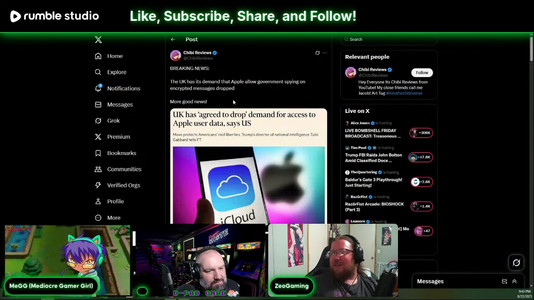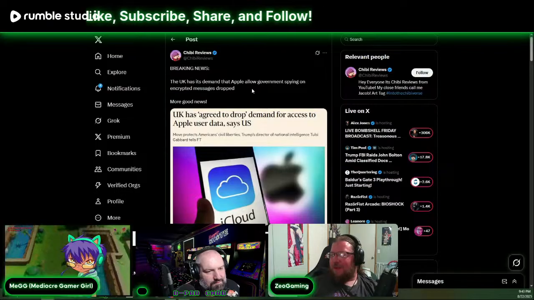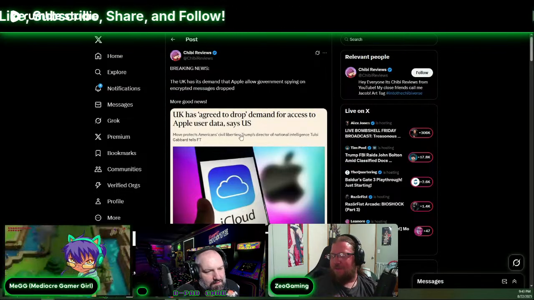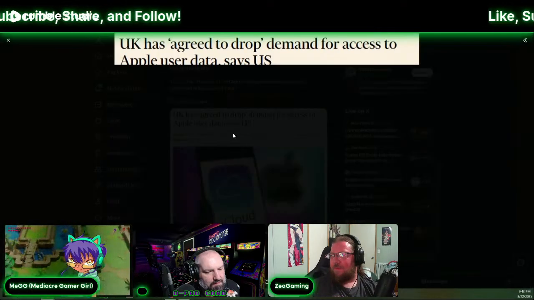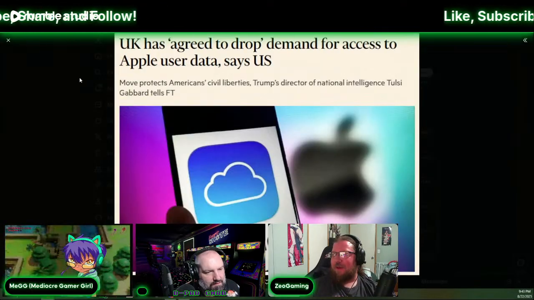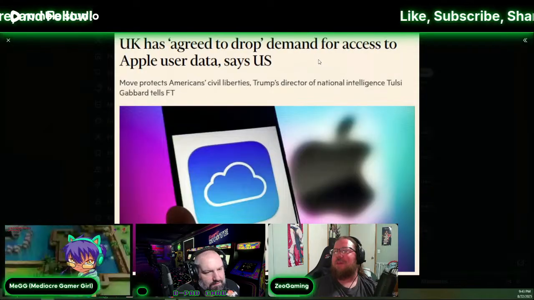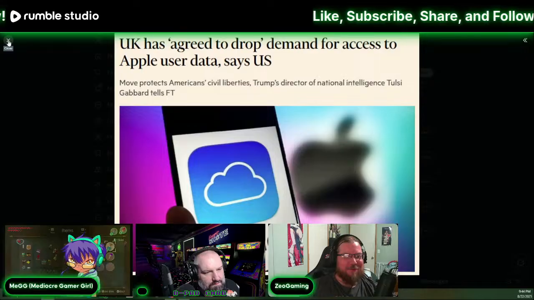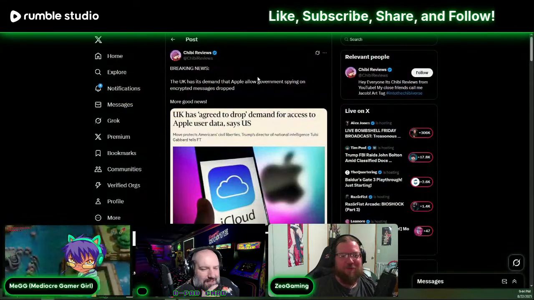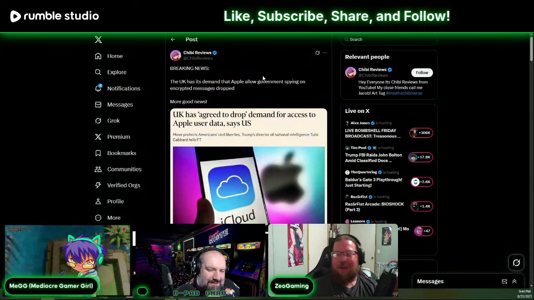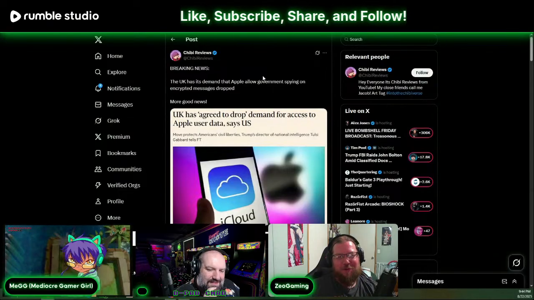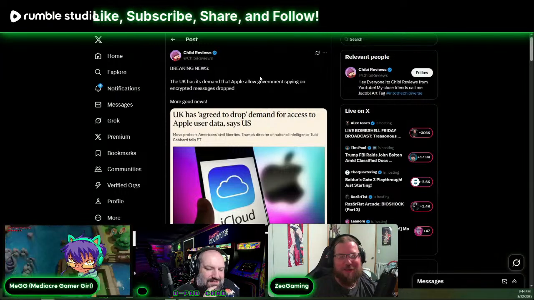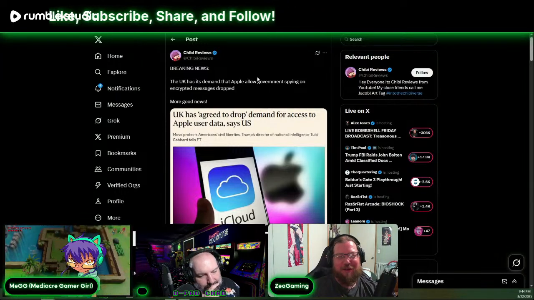The UK has demanded that Apple allow government spying on encrypted messages, dropped. Can they go away? Has the country agreed to drop the demand for access? Oh, good. Yeah, because Apple told them to pound sand. That's our data to sell. I'm pretty sure Apple fought the US government wanting their data at one point in time. Yeah, they did. What makes you think they're going to give it to the UK?